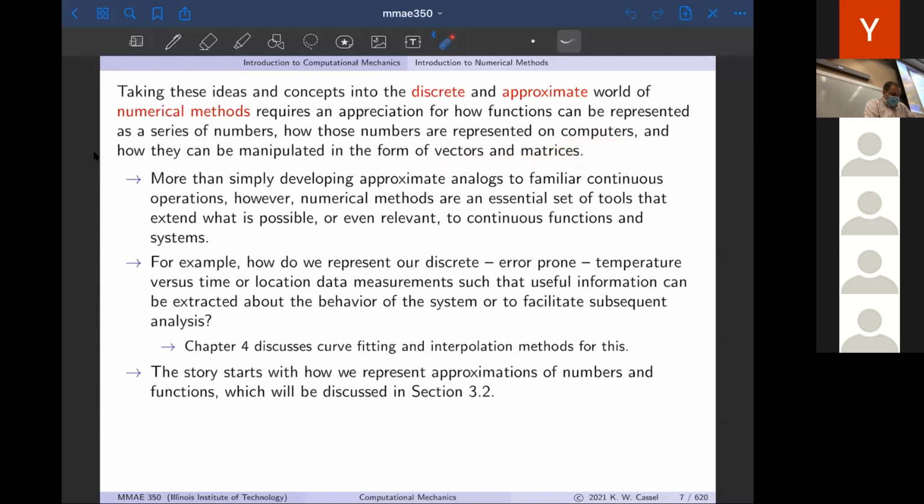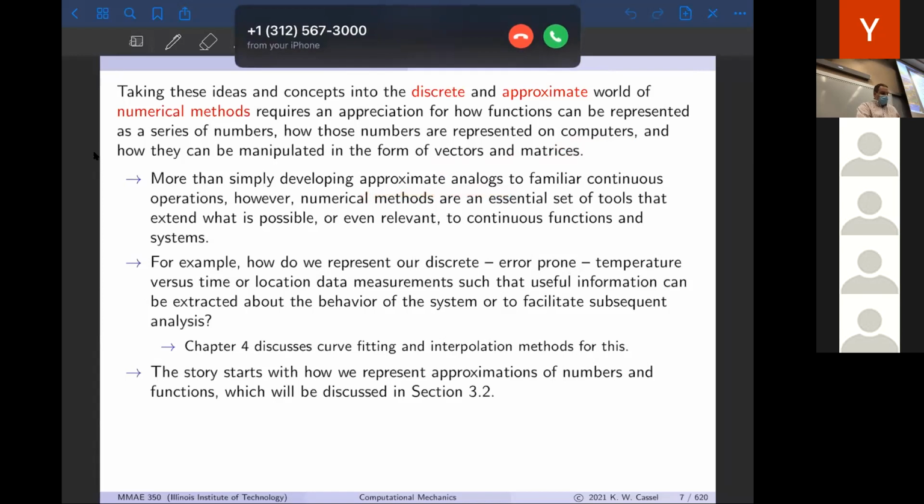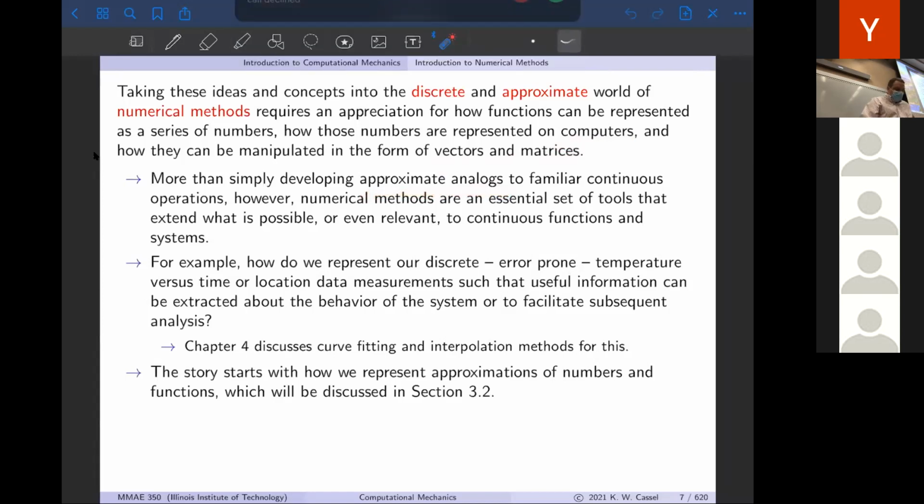Now, more than simply developing approximate analogs to familiar continuous functions, in other words, we could just make this really simple and say, well, let's start back from first grade. I don't know, what did we learn math-wise in first grade? I don't remember, it was a long time ago for me. And then just kind of walk through the years. And let's say, okay, whatever we did in the math class, let's now learn how to do it on a computer. Well, that'd be pretty boring, first of all, and not terribly useful.